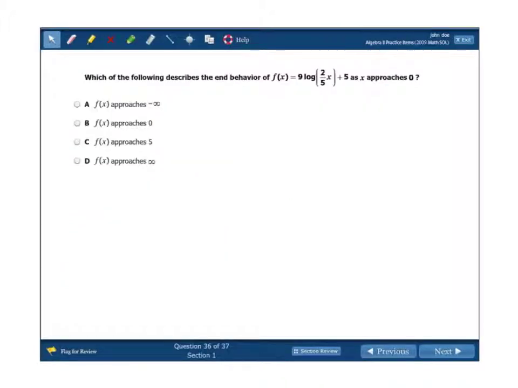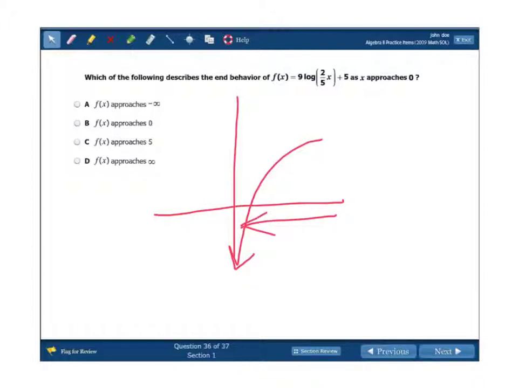Which of the following describes the end behavior of this function as x approaches 0? So I graphed it, and we basically get something that looks like this. And so as x is getting closer and closer to 0, this is going downward and approaching negative infinity. Now let's think about what's going on there.